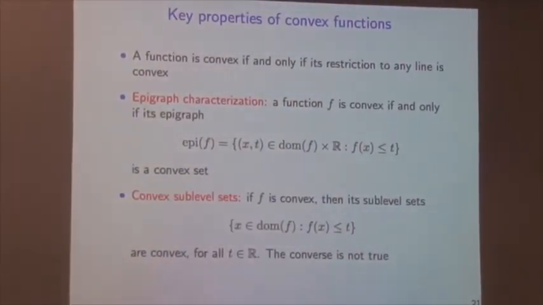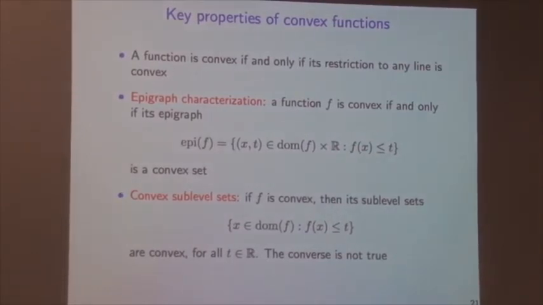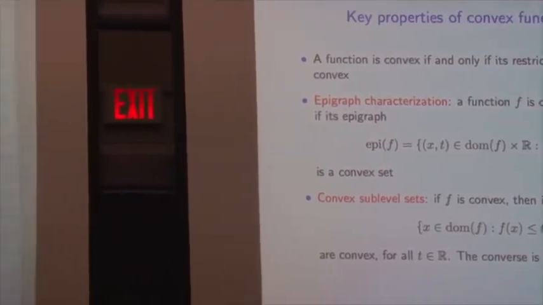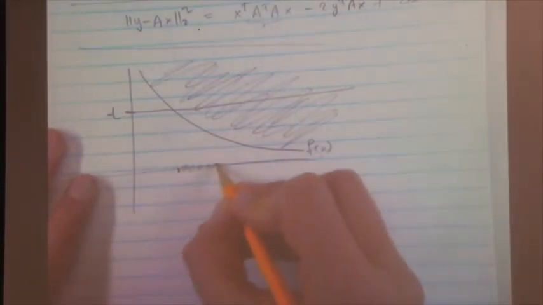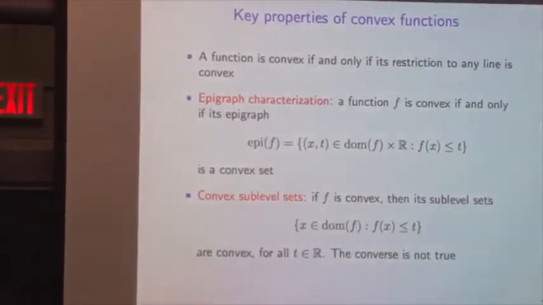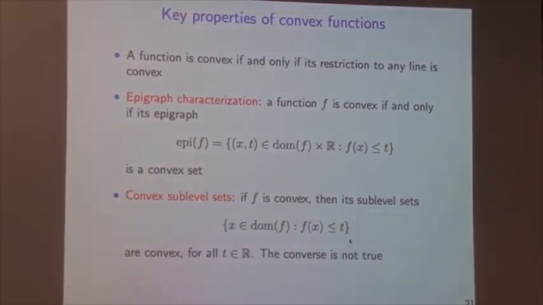Sublevel sets. If a function is convex, then its sublevel sets are convex. That's a little bit similar to the epigraph, but t is fixed here. We just take one t and talk about its sublevel set at that t. It's the set of all x in the domain such that f of x is less than or equal to t. So for example, if I take t to be this value, the sublevel set is the set of all x for which f of x is less than or equal to t. It's going to be all these points. So if a function is convex, then all of its sublevel sets are convex, no matter what t is.